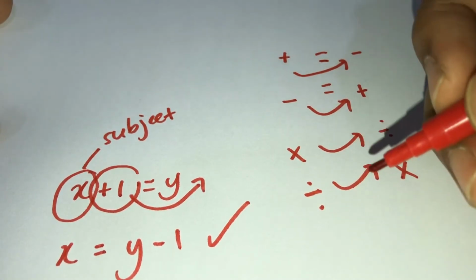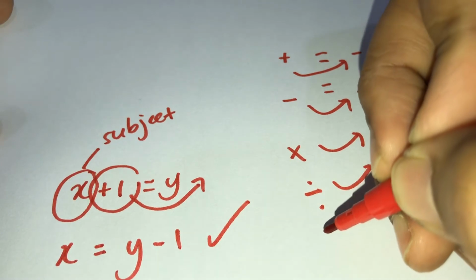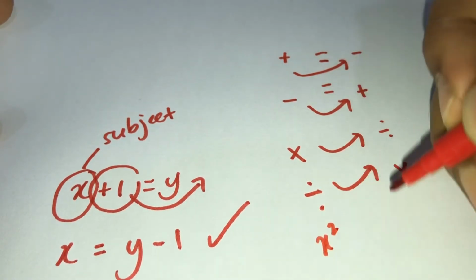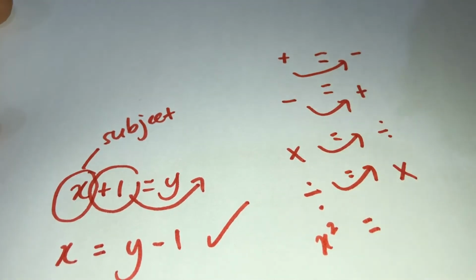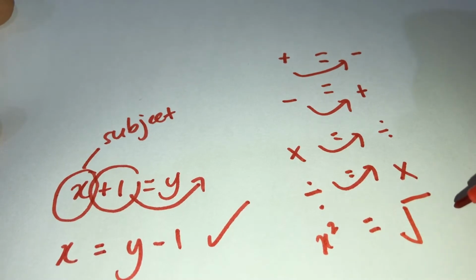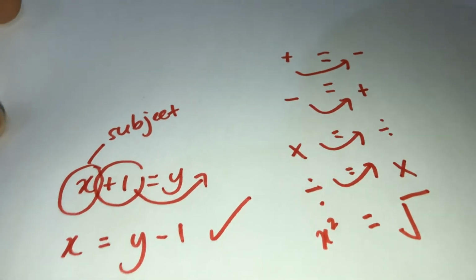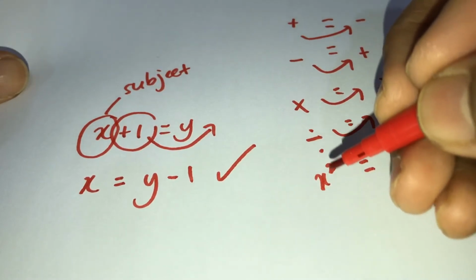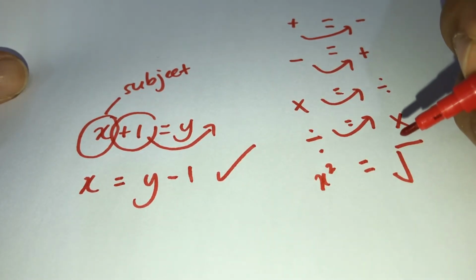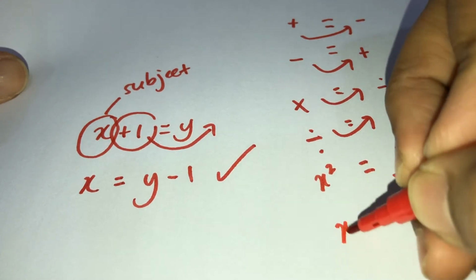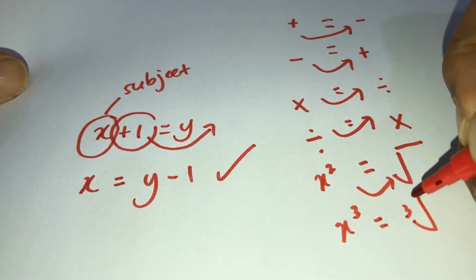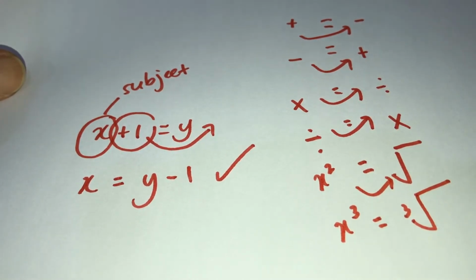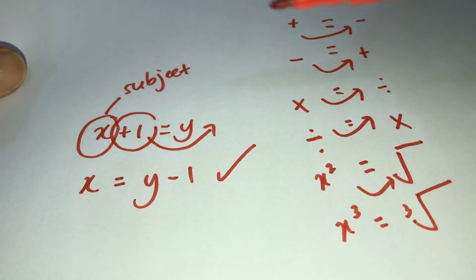Divide becomes times. If you have x power of 2 and you want to move the power to the right, you must square root. If you square root, the power of 2 is gone. If it is a cube, moving to the right becomes cube root. Do you understand this concept? Then you can solve any question related to the subject of formula.